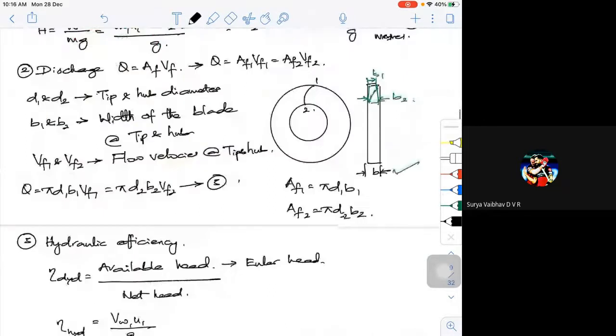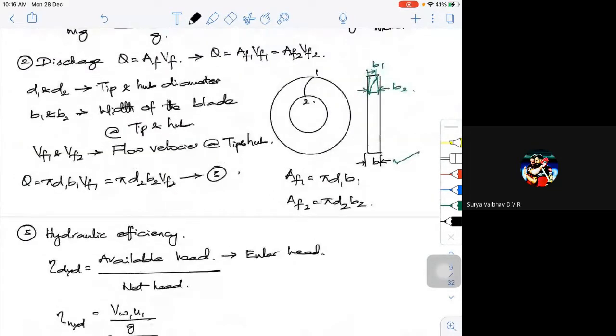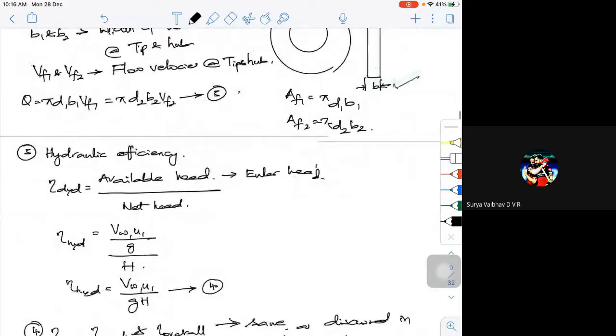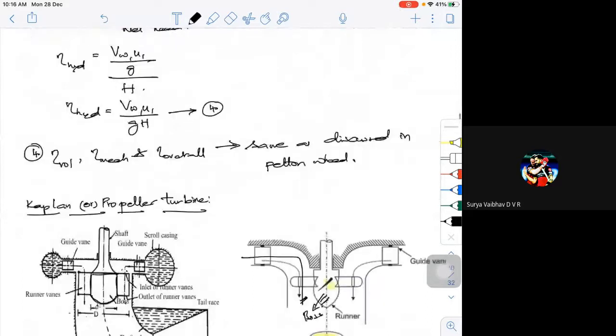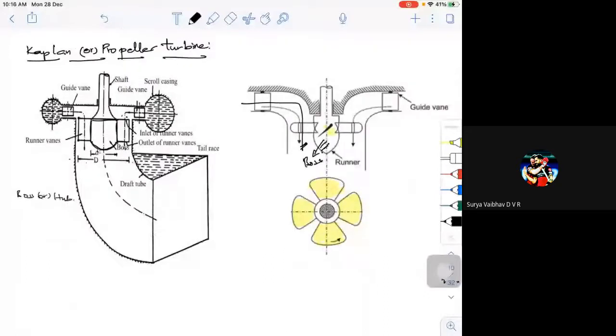So these are some of the formulas, because you have to clearly write the velocity triangles. Until and unless you write the velocity triangles, you won't be in a position to solve the numericals. So once you are done with this Francis turbine, the third type of turbine you have to look into is the Kaplan, also called the propeller turbine. Now I have two sketches over here with respect to the propeller turbine or Kaplan turbine.